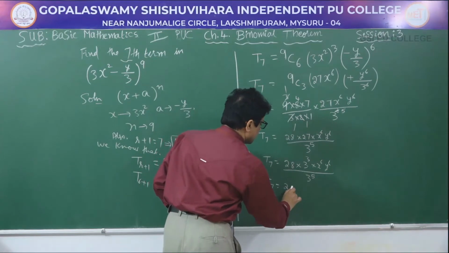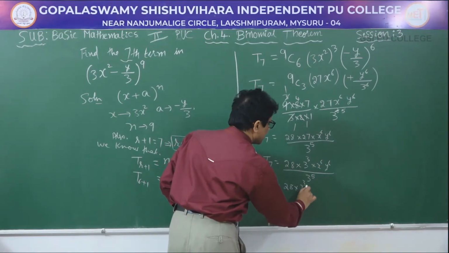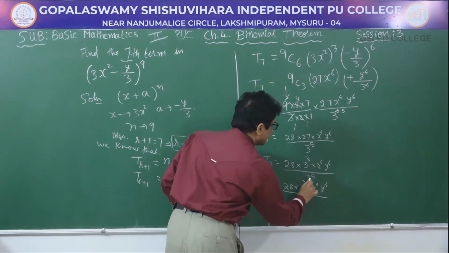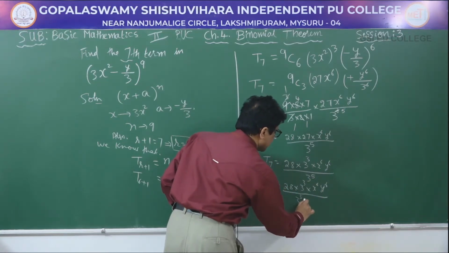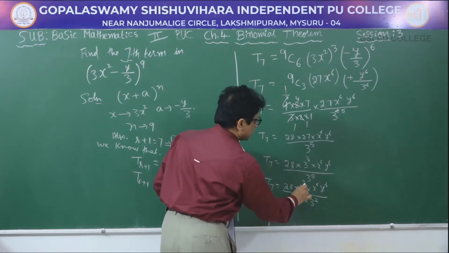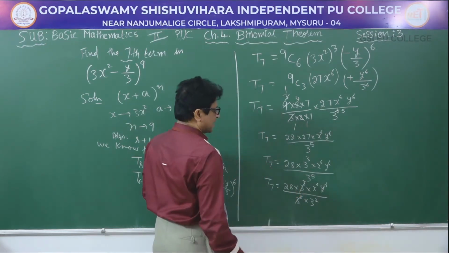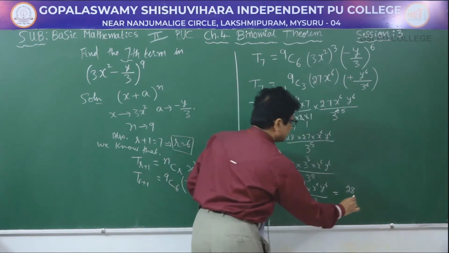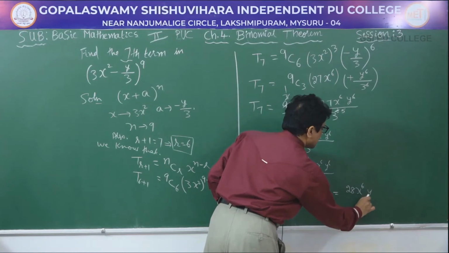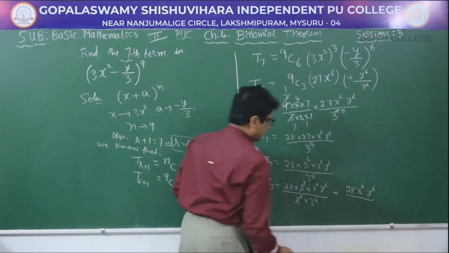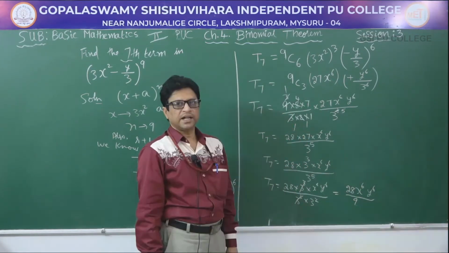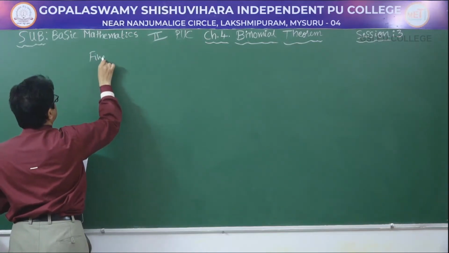T7 equals 28 into 3 power 3 into x power 6 into y power 6 divided by 3 power 5, which can be written as 3 cube into 3 square. 3 cube and 3 cube will get cancelled. So, that will be equal to 28 x power 6 y power 6 divided by 3 square is 9. That completes this problem.